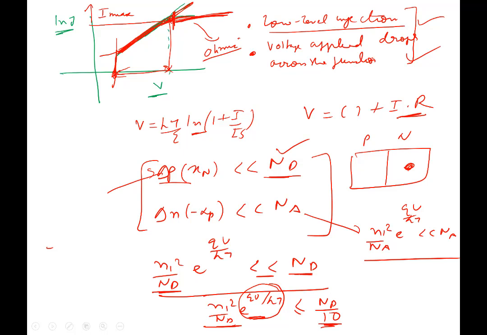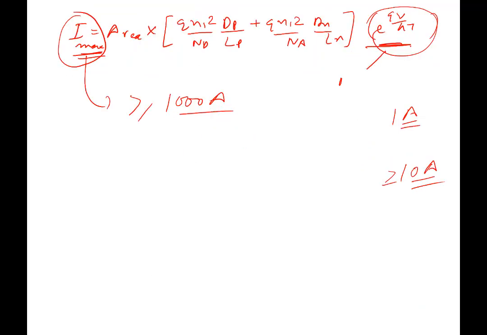What is this term e to the power QV over KT equal to? It is equal to ND square by 10 NI square, correct? So this is equal to ND square by NI square times 10. If you were to increase the value of Imax, how would you do that? NI is fixed, DP is fixed, DN is fixed, LN is fixed. You would try to increase ND.